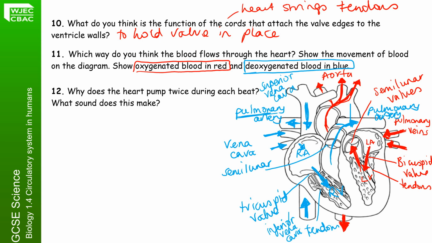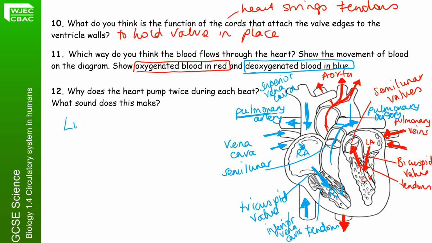Why does the heart pump twice during each beat? Well, first of all, the atria contract. They push the blood into the ventricle, and then the ventricles contract, and that pushes the blood out of the heart. So you get a beating of the two atria simultaneously, left and right, squeezing the blood down into the bottom chamber. The ventricles then squeeze to pump the blood out of the heart.